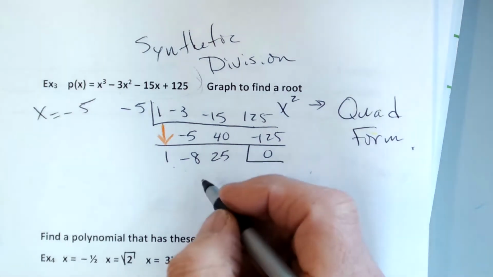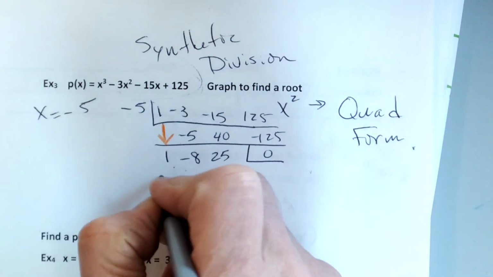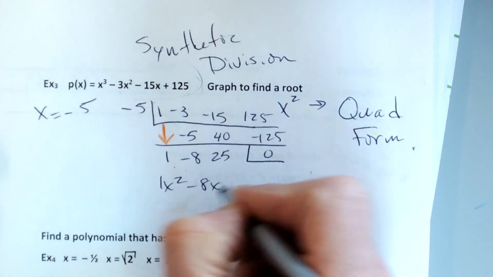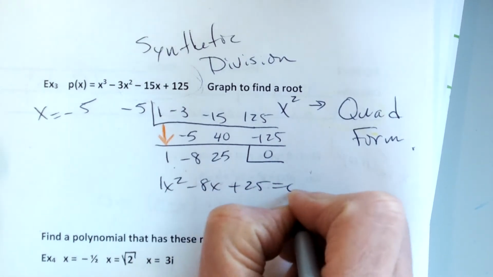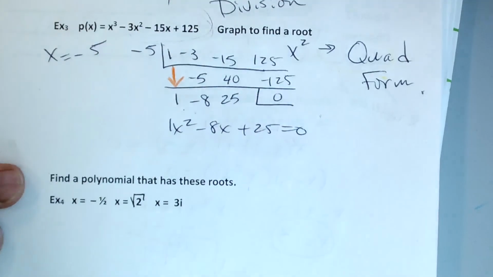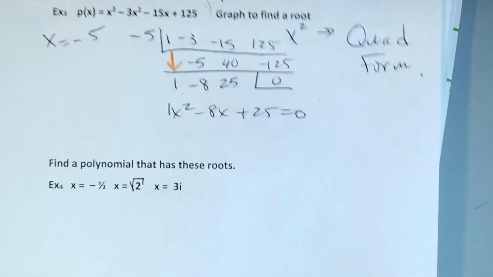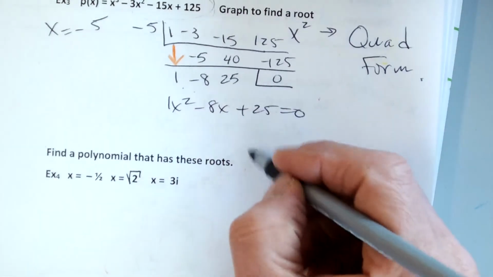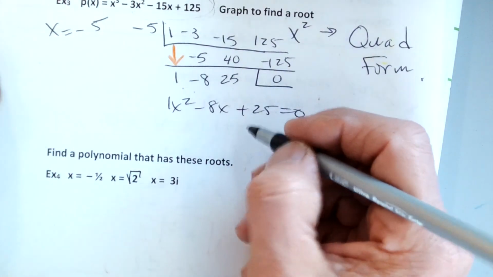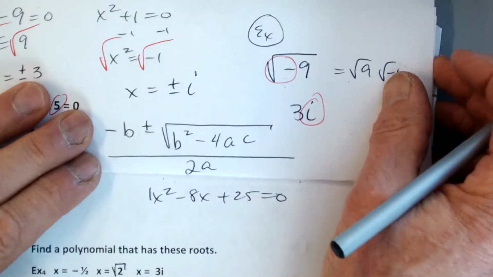So what we have then is 1x squared minus 8x plus 25 equals 0. And again, that won't factor, right? That's not going to factor. So we've got to use our quadratic formula. And I'm going to run out of room, so I may have to scoot it over here because this problem's not going to take that long. So here's my quadratic formula. Shift that so everybody can see it.